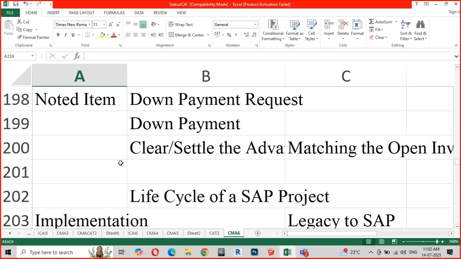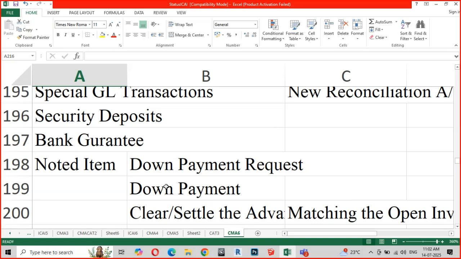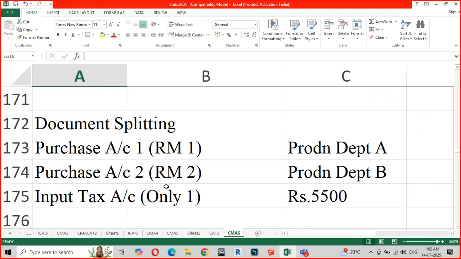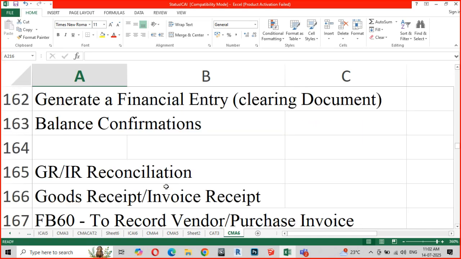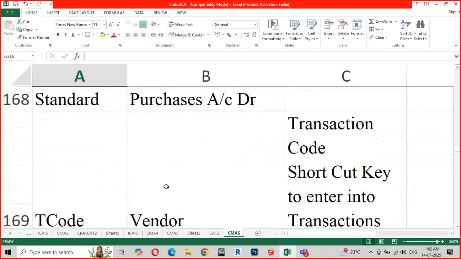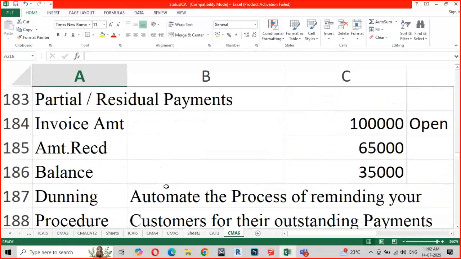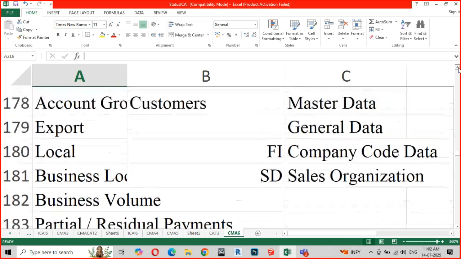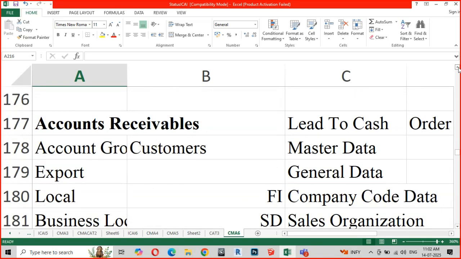I hope the concept of document splitting was clear. We also discussed last day, before we wound up the session for the week, the AR, accounts receivable, because we had already had a good coverage of accounts payable. Now we have accounts receivables.